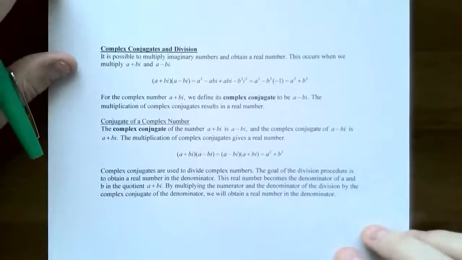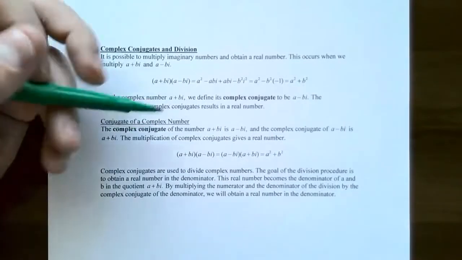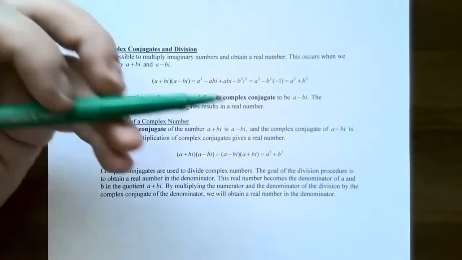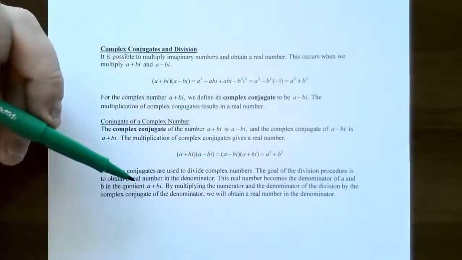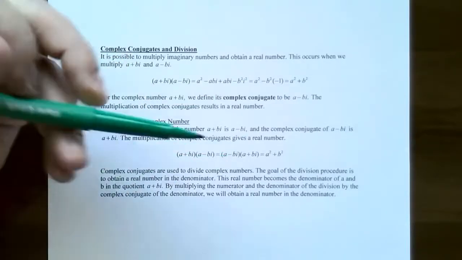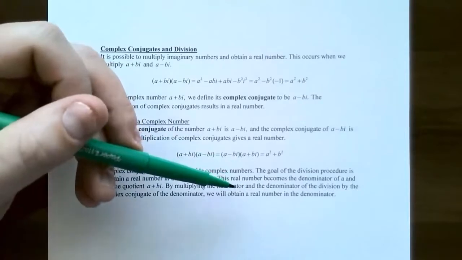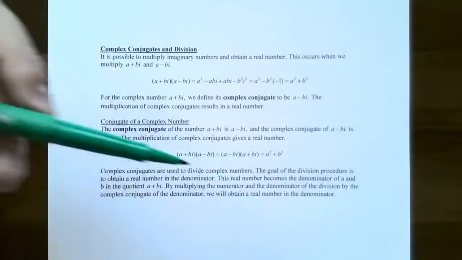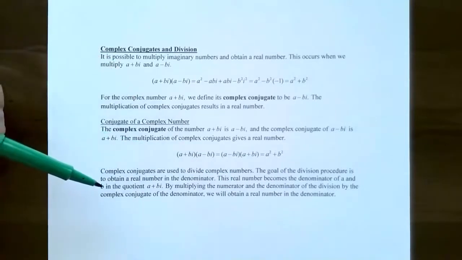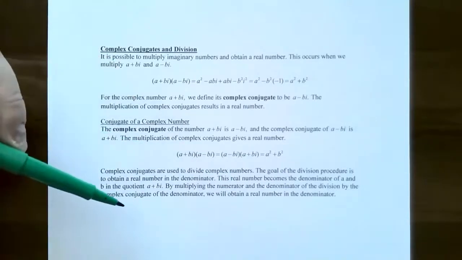So complex conjugates are used to divide complex numbers. The goal of any division problem with complex numbers is that you want the denominator to be a real number. The real number occurs when you take the complex conjugate of the denominator and multiply it with the original denominator. Because when we take two complex conjugates and multiply them together, you get a real number.